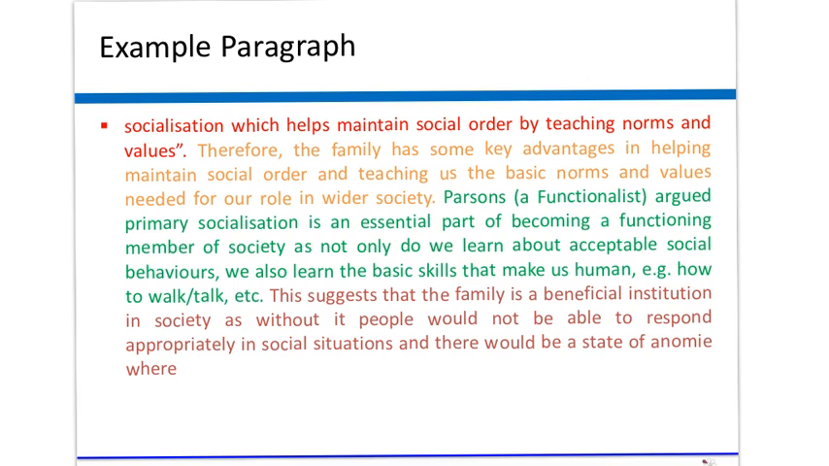This is where we develop our point even more so with Parsons. So Parsons, a functionalist, argued the primary socialization is an essential part of becoming functioning members of society, as not only do we learn about acceptable social behaviours, we also learn about the basic skills that make us human, e.g. how to walk and talk. Now we're doing the analysis part here. So this suggests that the family is a beneficial institution in society, as without it, people would not be able to respond appropriately in social situations, and there would be a state of anomie where clear boundaries were not present and understood by all. So this is just a brief example, obviously, of what a paragraph could look like and what could be used within that essay.